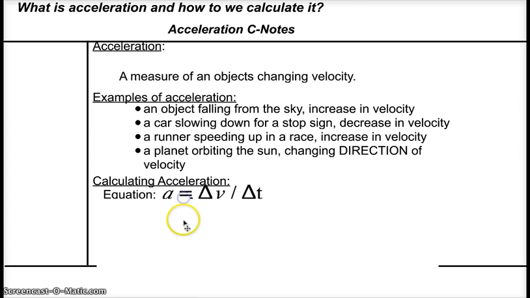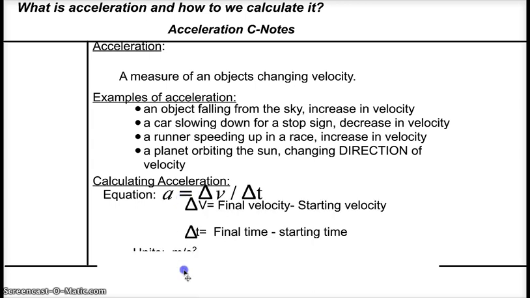So this is the equation that you're going to get on the test, but you're going to need to know what that delta means. So delta V means that it's your final velocity minus your starting velocity. So how fast were you going in the end? How fast were you going before you started, and subtracting that and dividing that by how much time that took. Or your final time minus your starting time. Oftentimes this will just be given to you. You don't need to subtract it, but you do need to subtract your velocities. And we need to know that our units are meters per second squared.